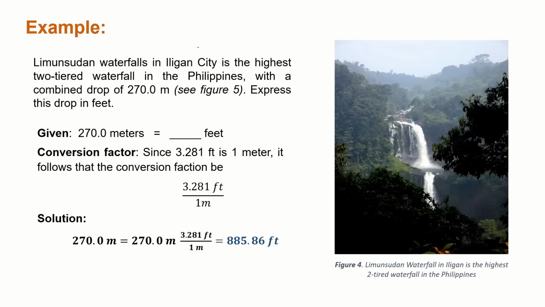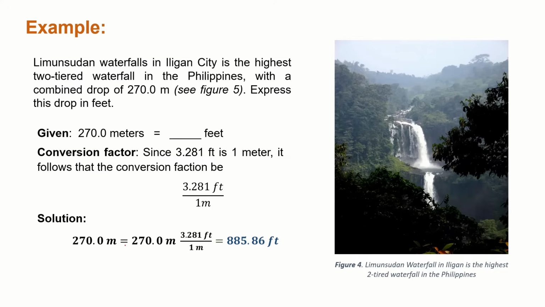So example, another example. So Limonsudan waterfalls in Iligan City is the highest two-tiered waterfall in the Philippines. So with a combined drop of 270 meters. So express this drop in feet. So how many feet are there in meters? So we have 3.281 feet is equal to 1 meter.